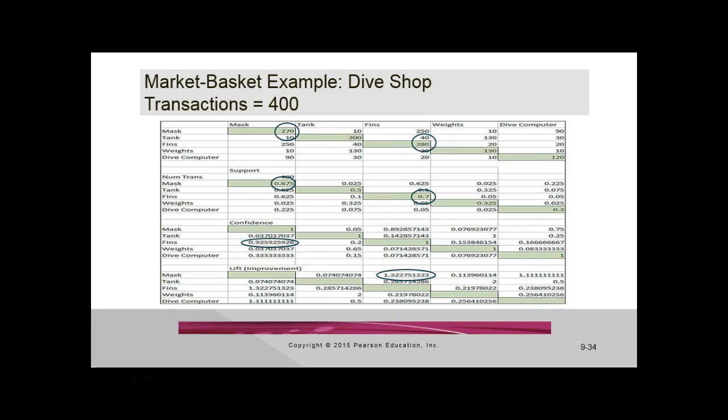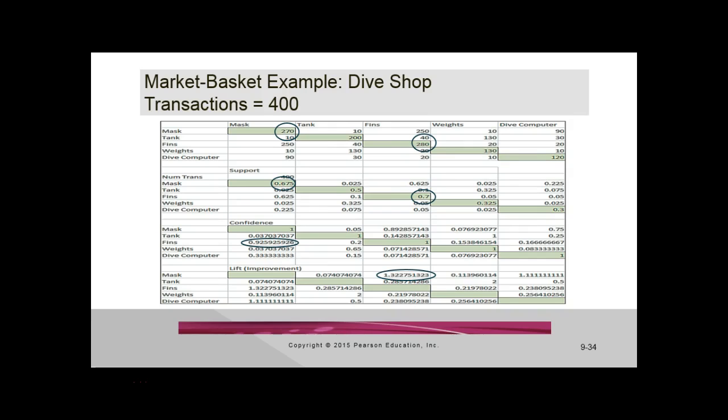So does that make sense in one transaction? So we can look at a couple things. The first term that we want to look at is support. Support is the overall number of transactions that occurred with that combination. So, for example, there's 400 transactions, 270 bought a mask. So 270 out of 400 gives us 0.675.